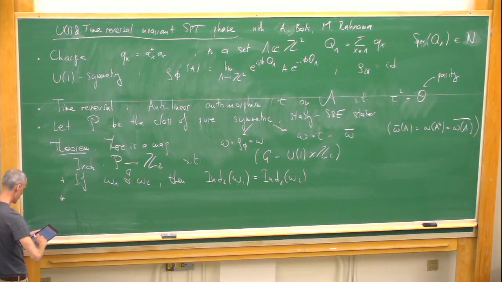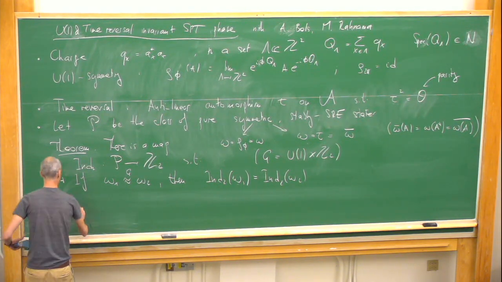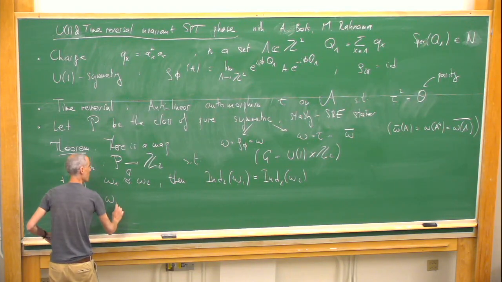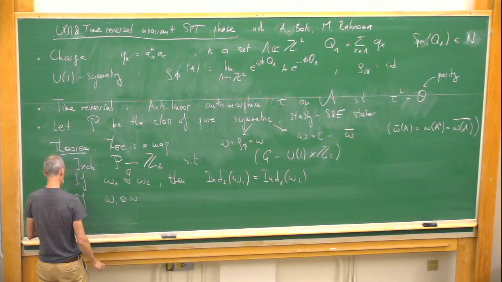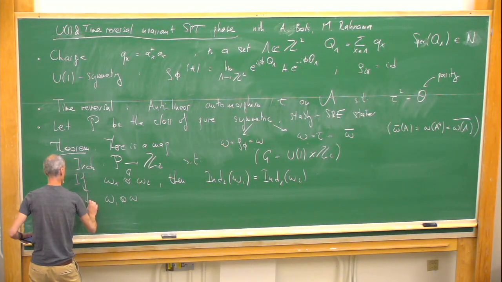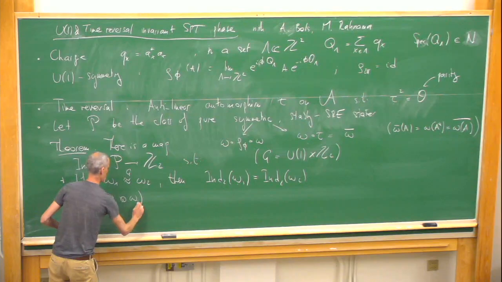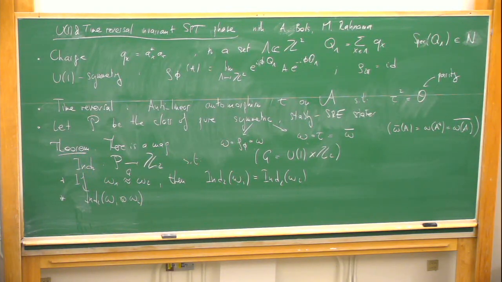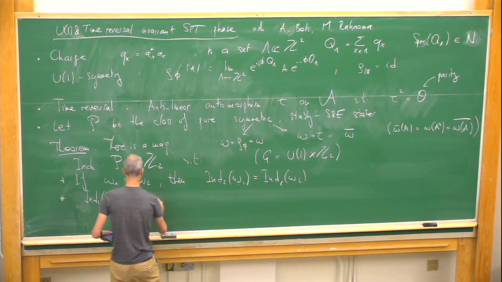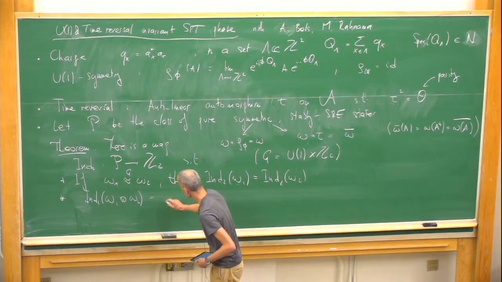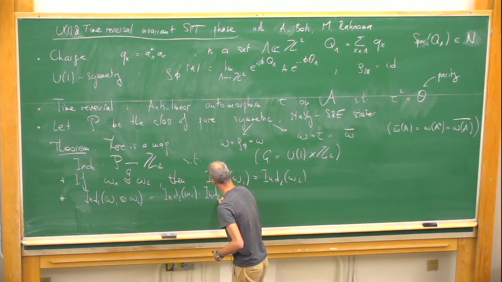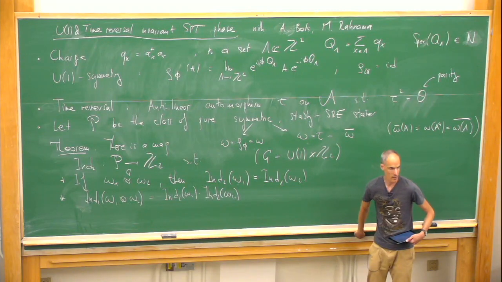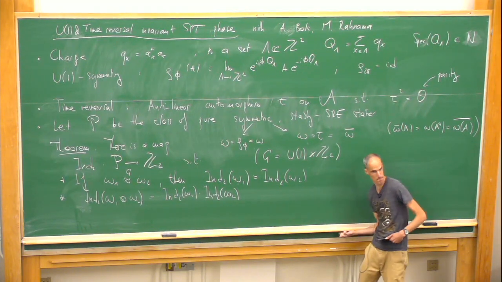The other thing you want to say: you take a state and you stack it with another one, right? Then this is a homomorphism, if you want. So index 2 of omega 1 stacked with omega 2 is index 2 of omega 1 times index 2 of omega 2. So the index of a product is the product of the indices.